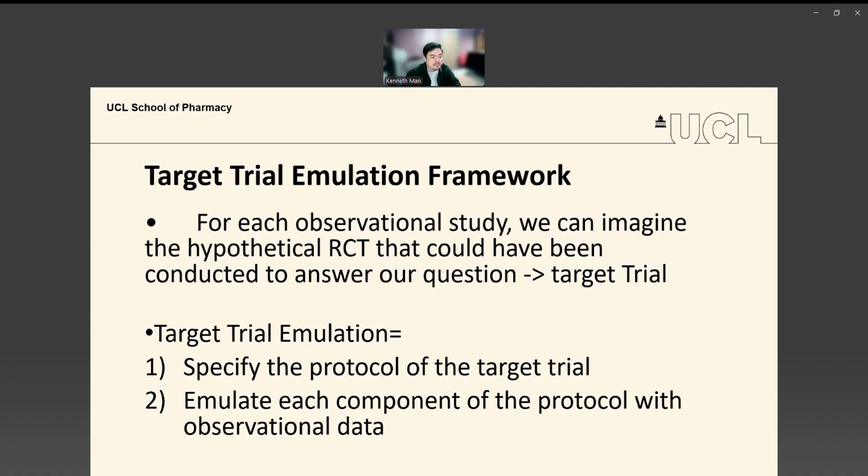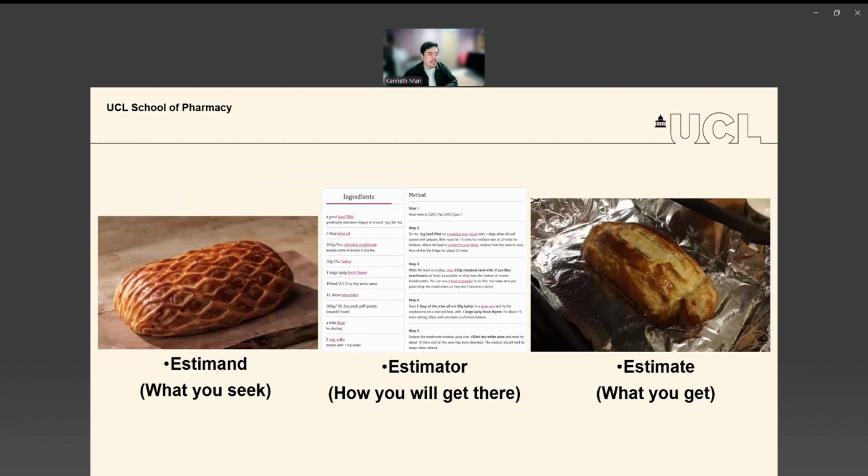There are a few terms that we commonly touch on: the estimand, estimator, and estimates. They sound similar, but yet they are very different. The estimand is something that you would like to have, that is what you want to see. In my example here, let's say I'm craving a beef Wellington. So the estimand is the perfectly cooked beef Wellington that I wish to have.